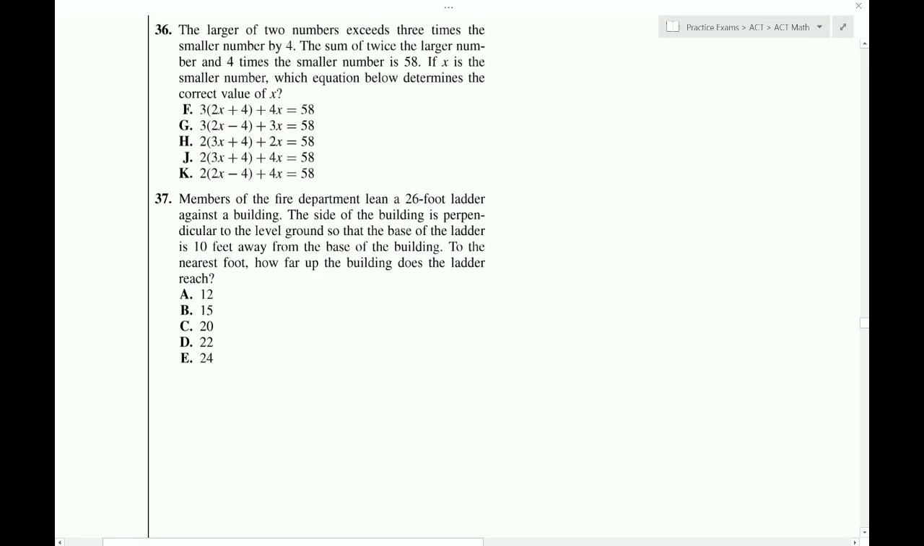All right, question 36. The larger of two numbers exceeds 3 times the smaller by 4. The sum of twice the larger and 4 times the smaller is 58. If x is the smaller, which equation can be set to determine x?